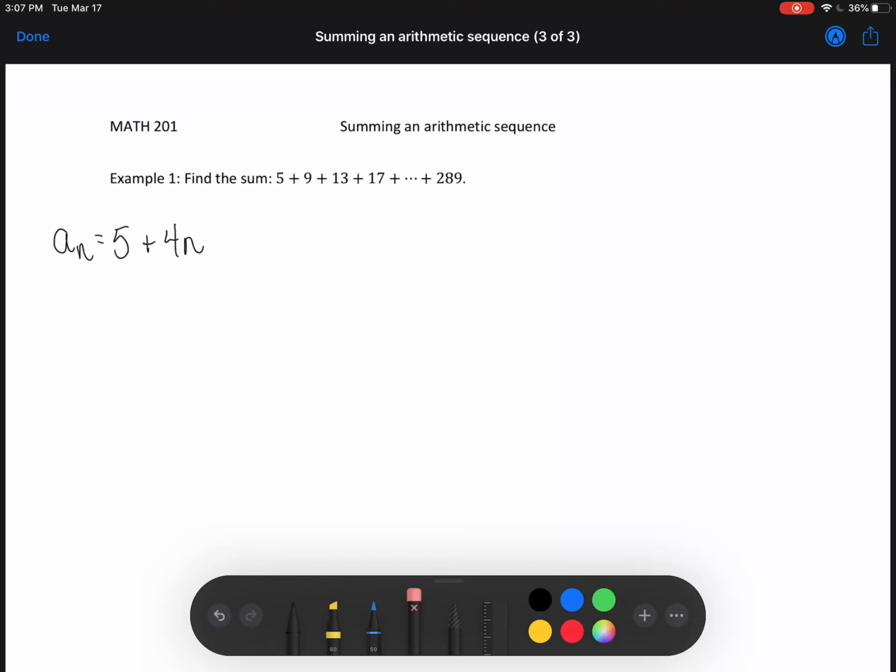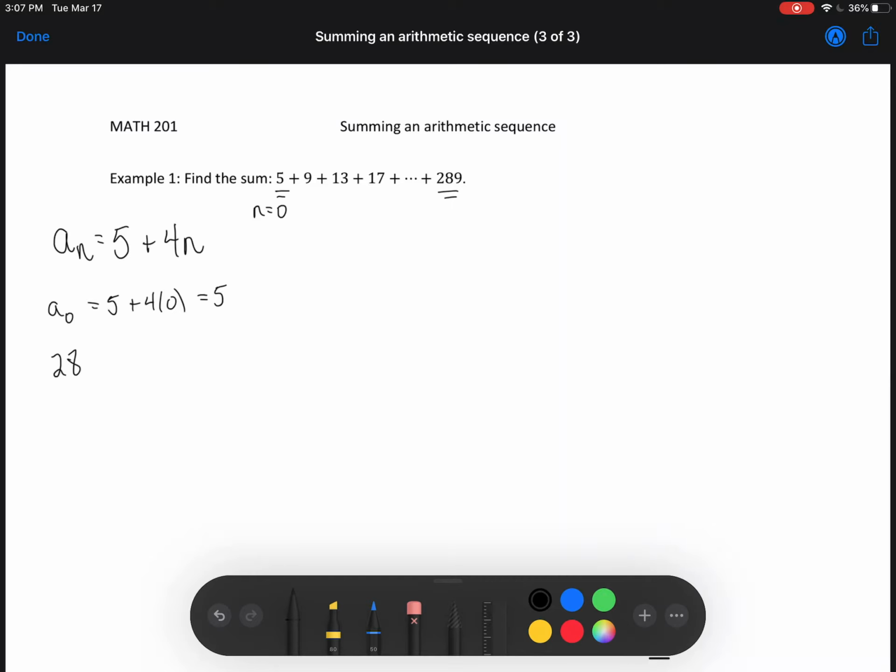All right. So the first thing I like to do when I'm looking at one of these is to think about what the n values are, starting at the beginning with 5 all the way to the end of 289. You'll notice that our 5 is actually a sub 0, because that's 5 plus 4 times 0, which is of course 5. So the first term in our sequence corresponds to n equals 0.